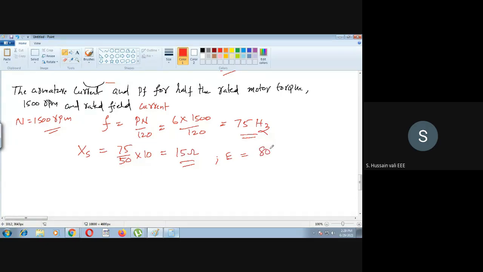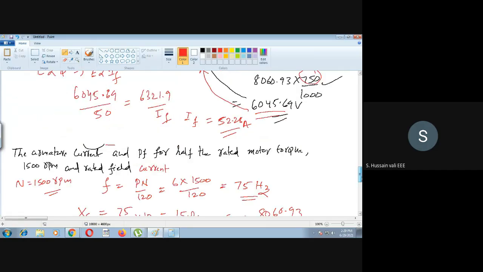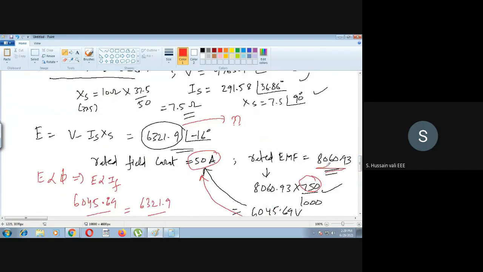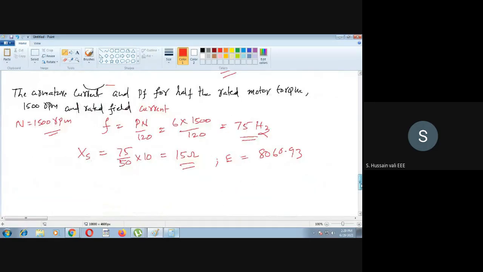So 8060.93. How did we get this? We got this somewhere here. Just see this now. Yeah, here, rated EMF. You simplify this, then you will get 12,091.39 volts. Okay, so this you will get directly here.